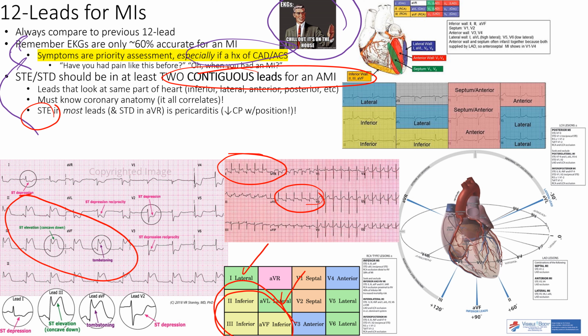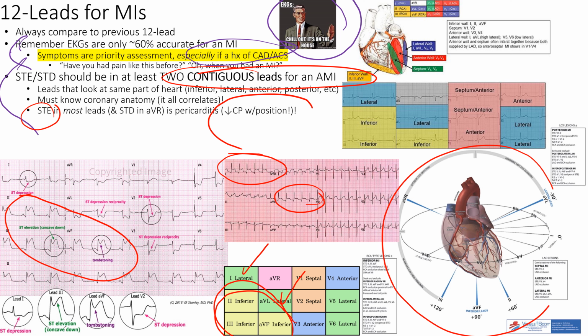What are you doing up there in the closet or under the stairs? Like, okay, I see you. Come on out. Oh, you're elevated? Oh, that means they might have left main disease. Or if your AVR is depressed, you have pericarditis. All right, so that's the only time where AVR is useful. Also you can get symptoms, right? Chest pain that gets better when they sit forward. Well, that feels like pericarditis, right?